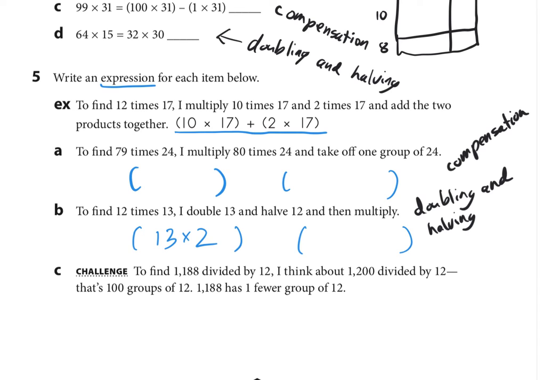And the challenge here, this is a bit of a challenge, but you can start here. 1,200 divided by 12 is what they're thinking about first. So I put that in the parentheses. And then they say one fewer. So if you had one fewer, what would you do? Plus, minus, times, divided by one fewer. And the number is going to be 1, so what would you do? And that's the expression for the challenge.